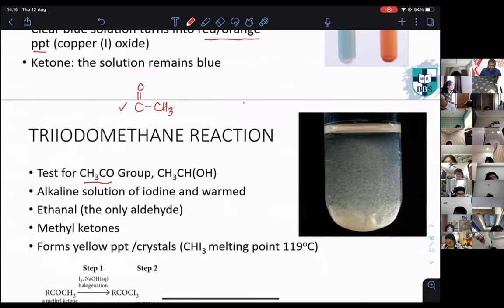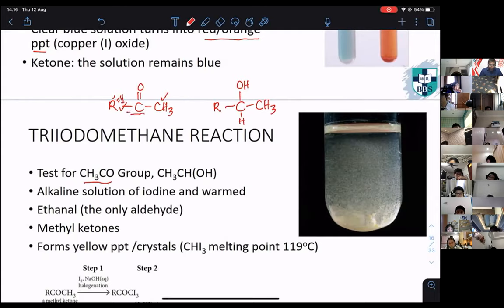You can also test with alcohol that has CH3. And of course, the alcohol must have another hydrogen, so whatever R group is there doesn't matter. Generally, if you put R, we are thinking about all ketones that have a methyl group attached to it. How about aldehyde? There is only one aldehyde that can undergo the triiodomethane reaction, which is when R is H.